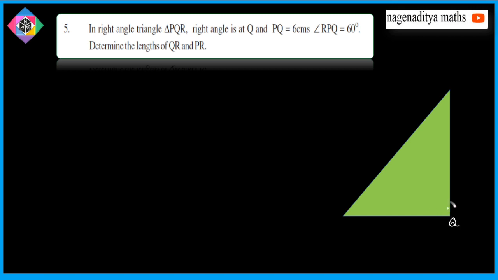Okay, so this is right angle triangle PQR, hence this is PQR. So PQR is a right angle triangle. So in this right angle triangle, PQ is 6 centimeters. So this is 6 centimeters. Okay. Angle RPQ. So this angle is 60 degrees. So this is 60 degrees.